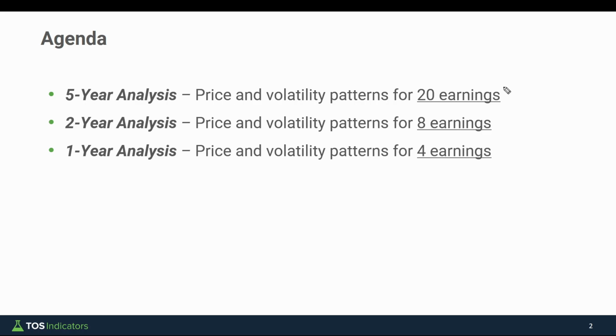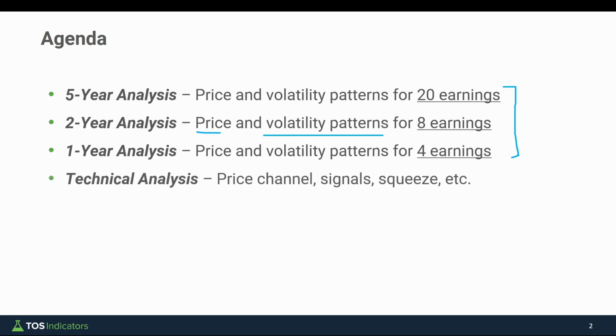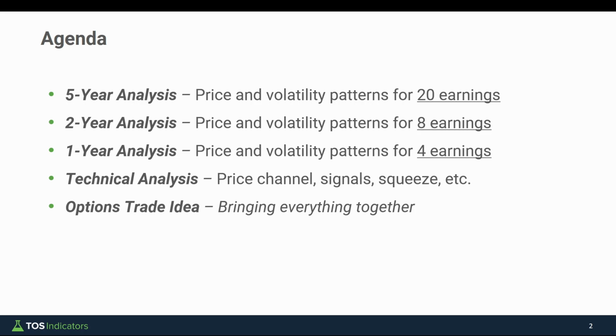The idea here is to build an earnings personality around both price and volatility patterns. Once we take a look at the 5, the 2, and the 1-year earnings patterns, we'll then move on to technical analysis, taking a look at price channels, the squeeze, the edge signals indicator, things of that nature. And finally, we'll bring everything together with one options trade idea that I think maximizes on all of the different patterns that we've found.